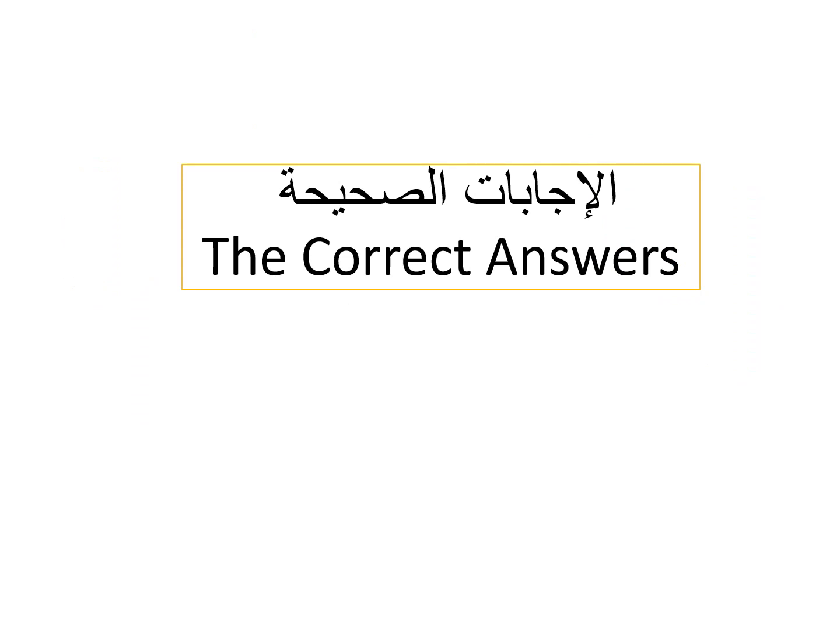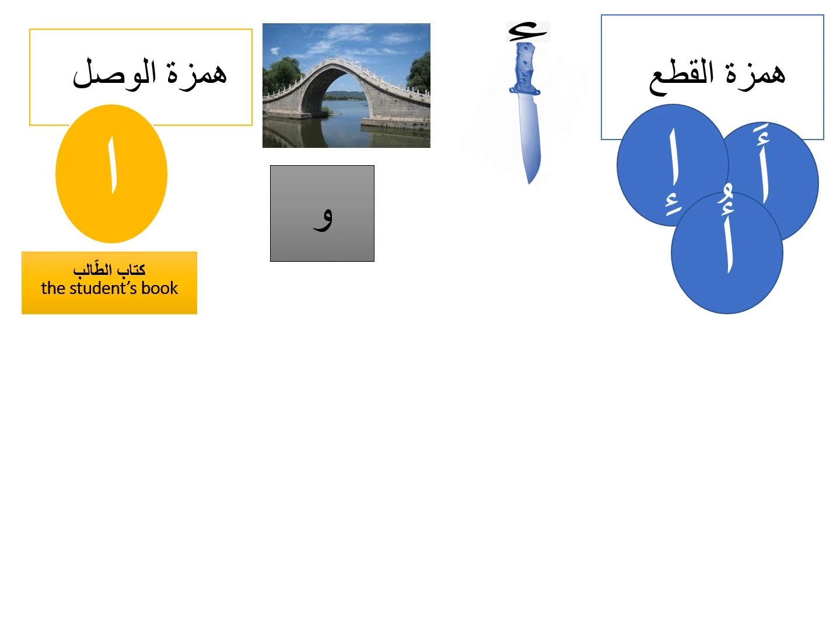الإجابات الصحيحة. Here are the correct answers. And if you are wondering why I have a knife on the right side and a bridge on the left side, this is what our teacher used to tell us when we were little kids, so we can differentiate between Hamzat al-Qati' wa Hamzat al-Wasl.